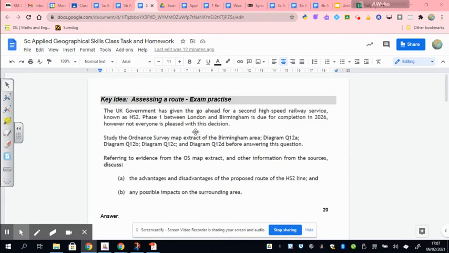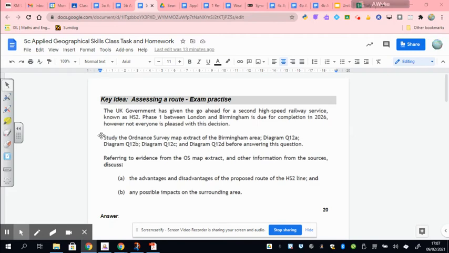So let's have a little, first of all, look at the question. The question is as follows. The United Kingdom government has given the go-ahead for a second high-speed railway service known as HS2. Phase 1 between London and Birmingham is due for completion in 2026. However, not everyone is pleased with this decision. Study the Ordnance Survey map extract of the Birmingham area, diagram Q12A, diagram Q12B, diagram Q12C, and diagram Q12D before answering this question.